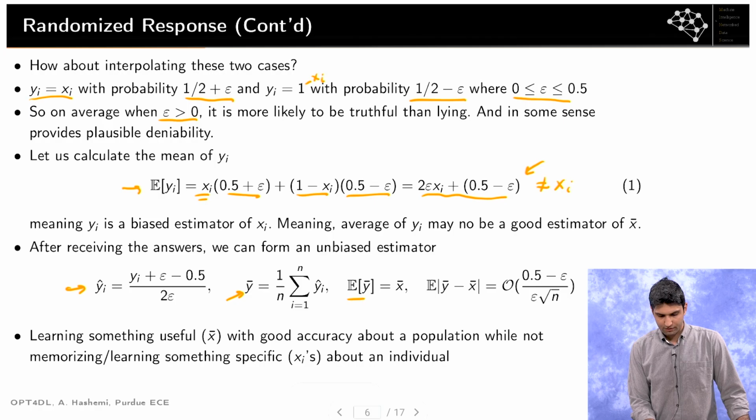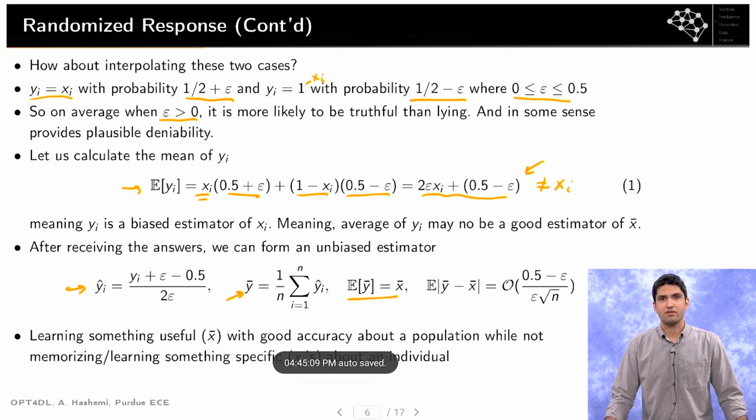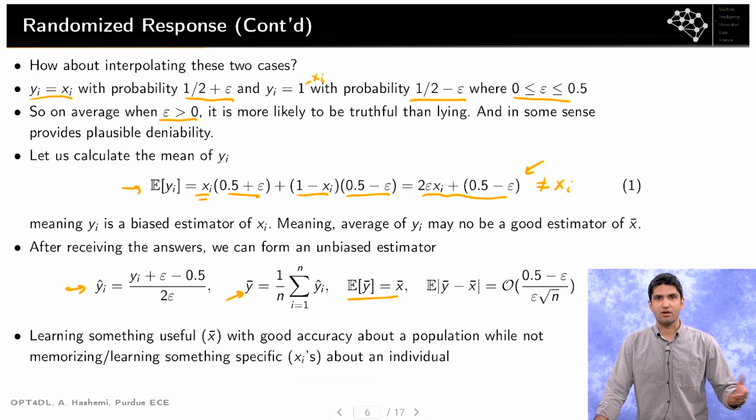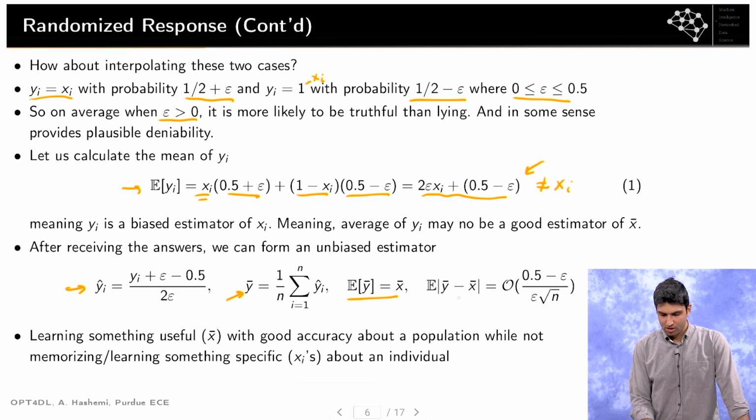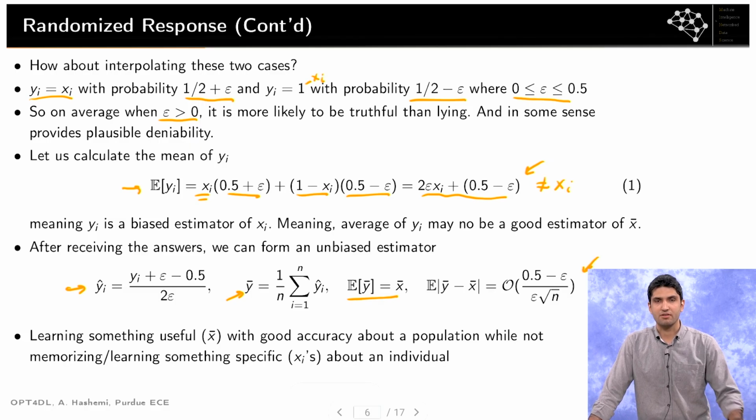In particular, it will be an unbiased estimator, and under some assumptions, for instance, assuming that the responses are statistically independent, and using some basic techniques, you can bound the estimation error. So in some sense, this is the variance. What this is saying is that when epsilon is equal to half, meaning everyone is truthful, we get perfect estimation.